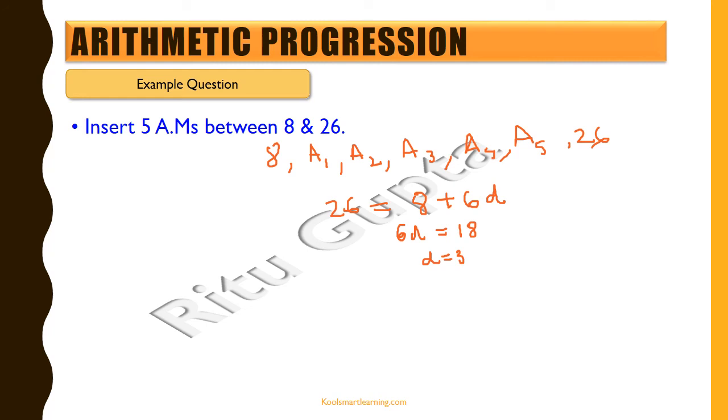Now just using A1 is the second term, which becomes A plus D. So A1 is equal to 11, A2 becomes 14, A3 becomes 17, A4 becomes 20, and A5 becomes 23.